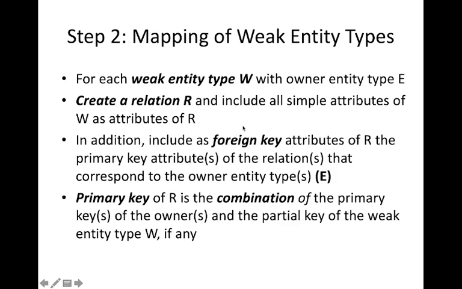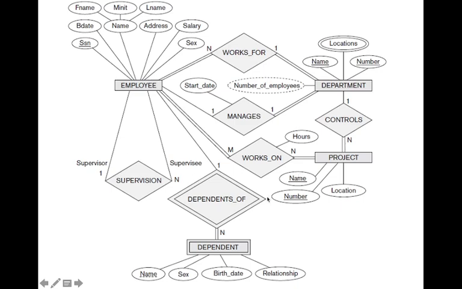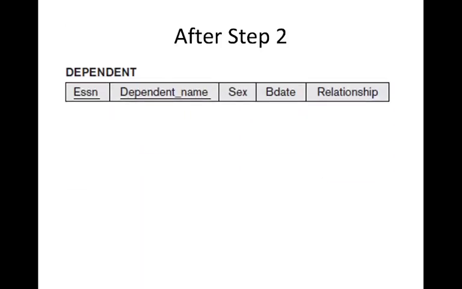Then we have to include a foreign key attribute for this R, and that foreign key should be the primary key of the entity of the owner. So in addition to these four attributes, we will include one more attribute here, and that will be the foreign key, the primary key of this owner entity. So employee's SSN should be included in this dependent. So ESSN is included here.